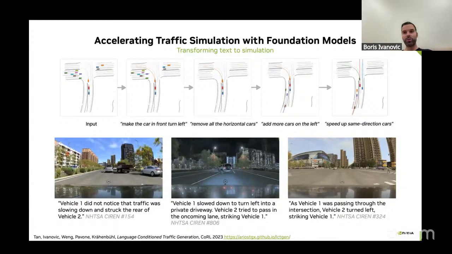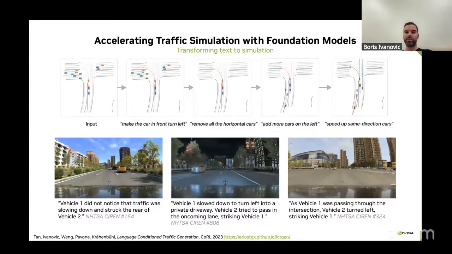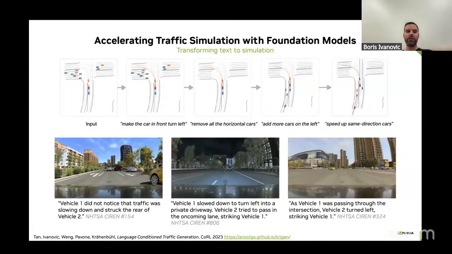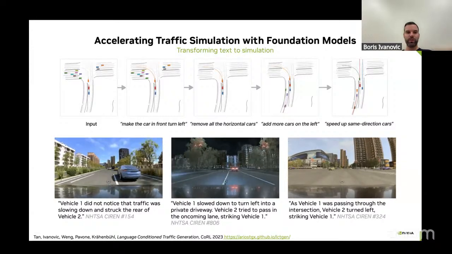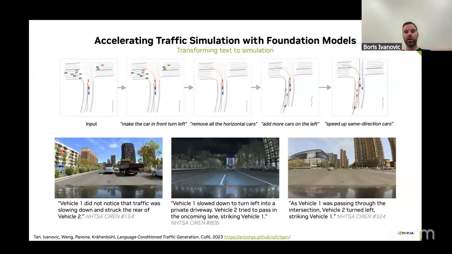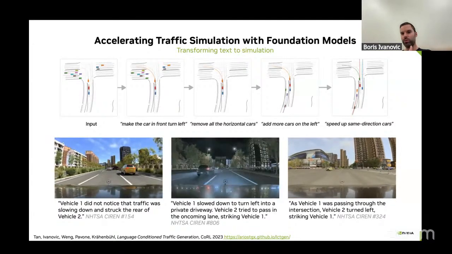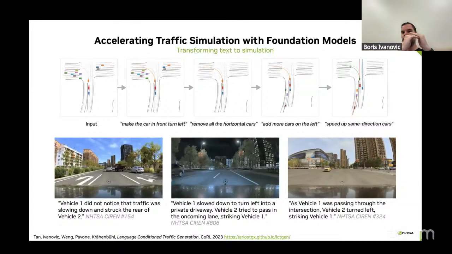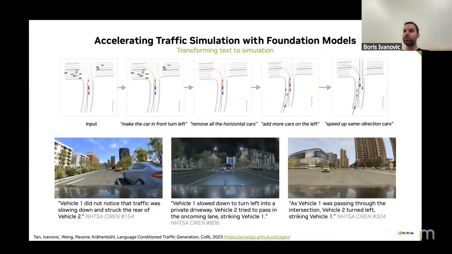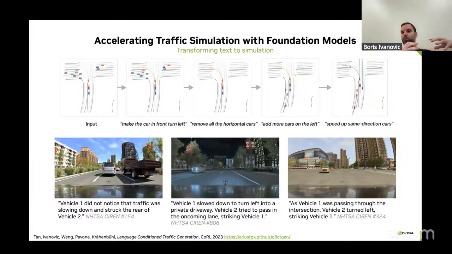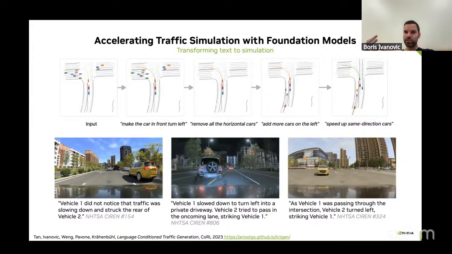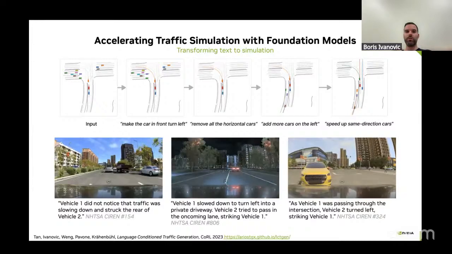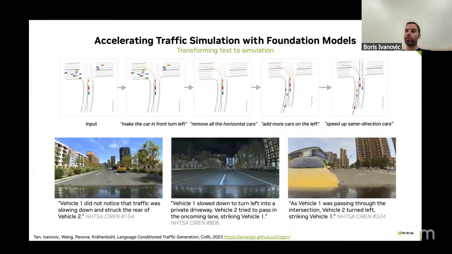Crashes are really hard to observe if you're just collecting data yourself. You probably have to collect billions of miles of data before you actually see an appreciable number of crashes. Whereas what we can do with this kind of framework is leverage text from police reports, insurance reports, or state and federal databases to obtain long-form descriptions of real-world accidents, and then reconstruct the motions of the vehicles involved.